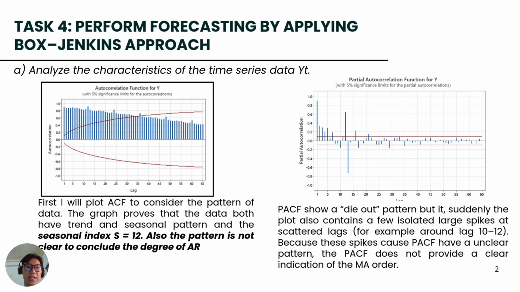Okay, so we're going to forecast the Y by using the ARIMA approach. First we're going to plot the ACF and PACF to determine the order of the AR and MA. The ACF shows a trend and seasonal pattern with the seasonal index of 12. The pattern does not show a cut off or die out, so we cannot conclude the degree of the AR. The PACF shows a die out, but there are a few spikes at 10 and 12, so it also does not provide a clear indication of the MA order.